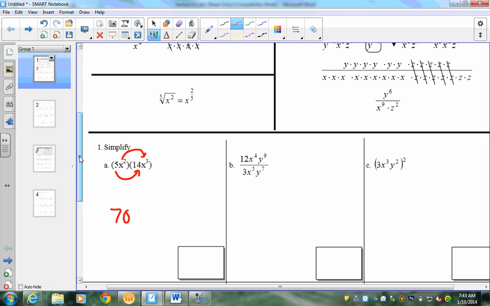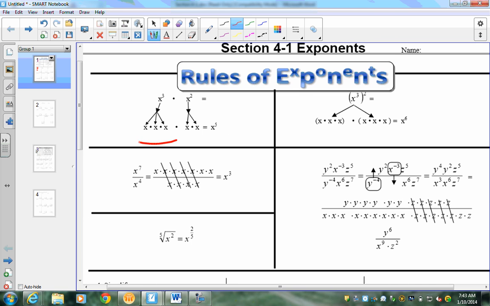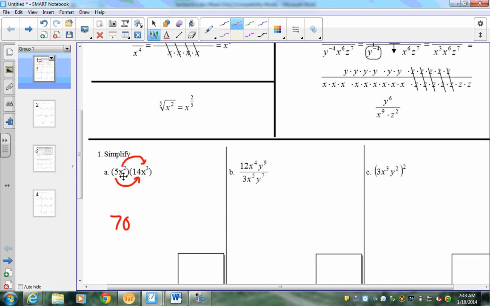If you notice, going all the way back up, this is the rule that we need to apply. Whenever you have x to the third power multiplied by x to the second power, you take the two powers and you just add them. So when you multiply the square and the cube, you get x to the fifth power.